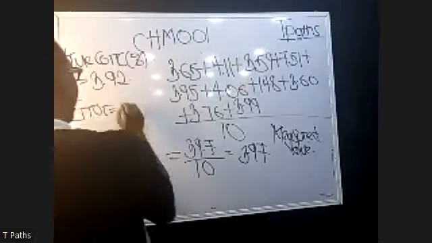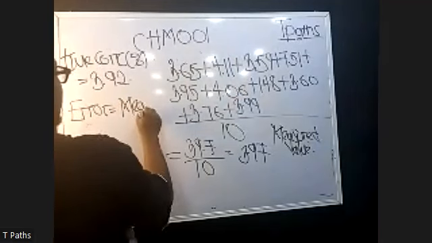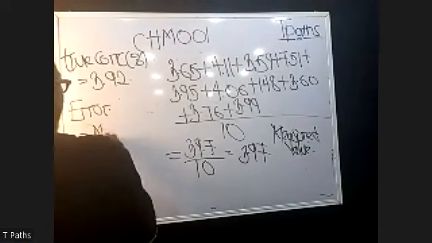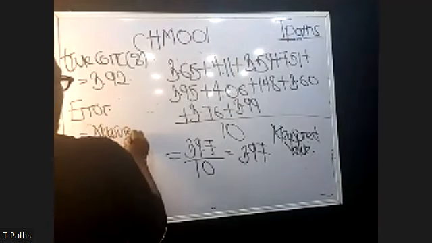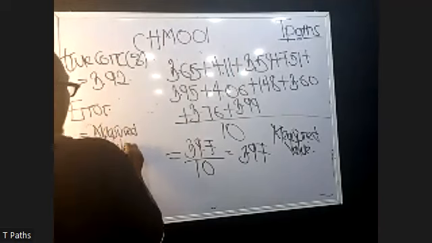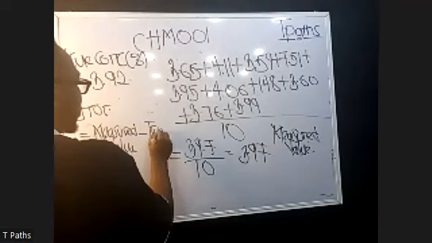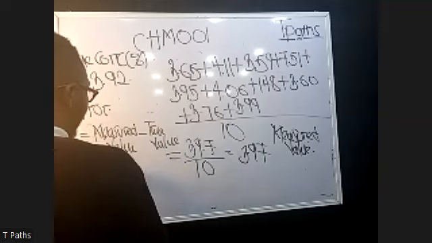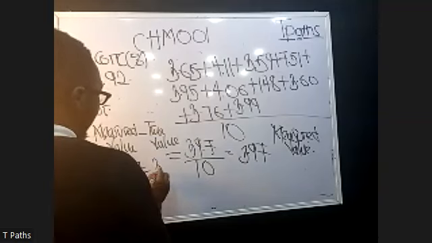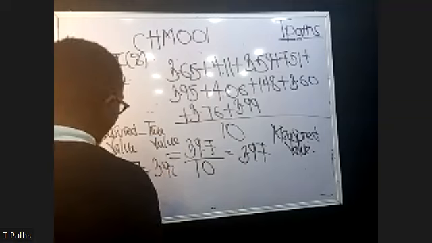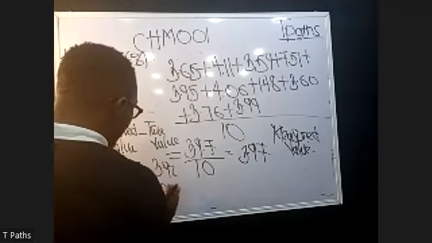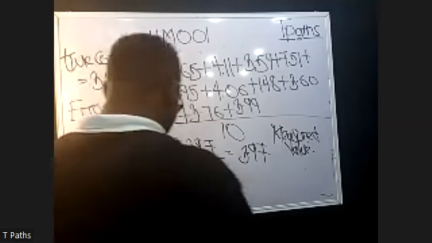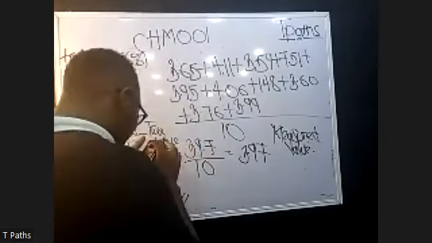Measured value minus true value. So in that case, I have 3.97 minus 3.92. You can see clearly that is 0.005. That is the answer. That is the error.